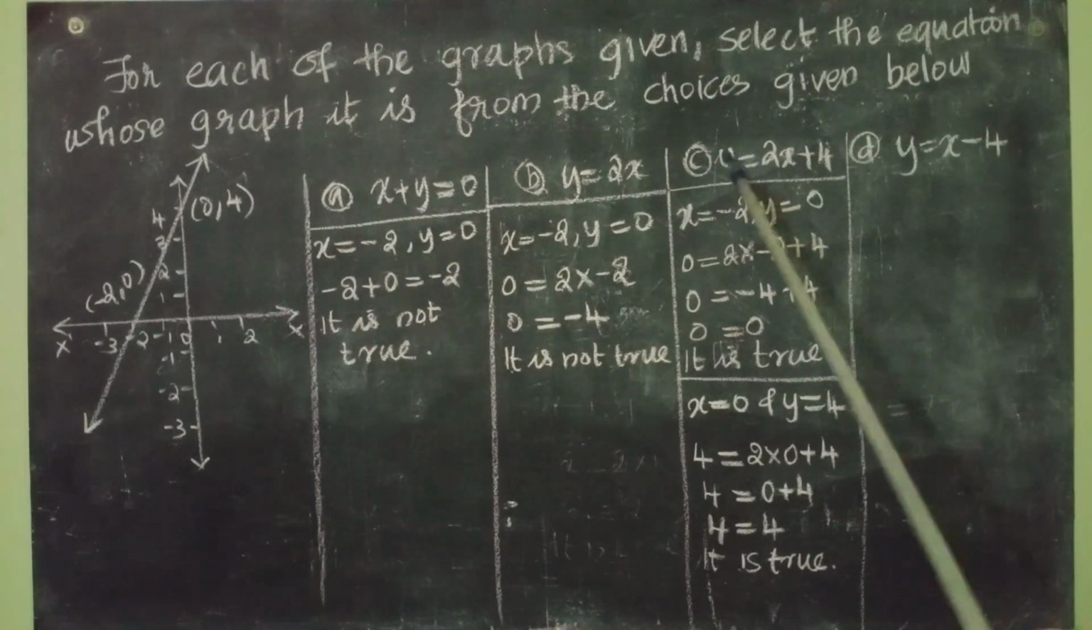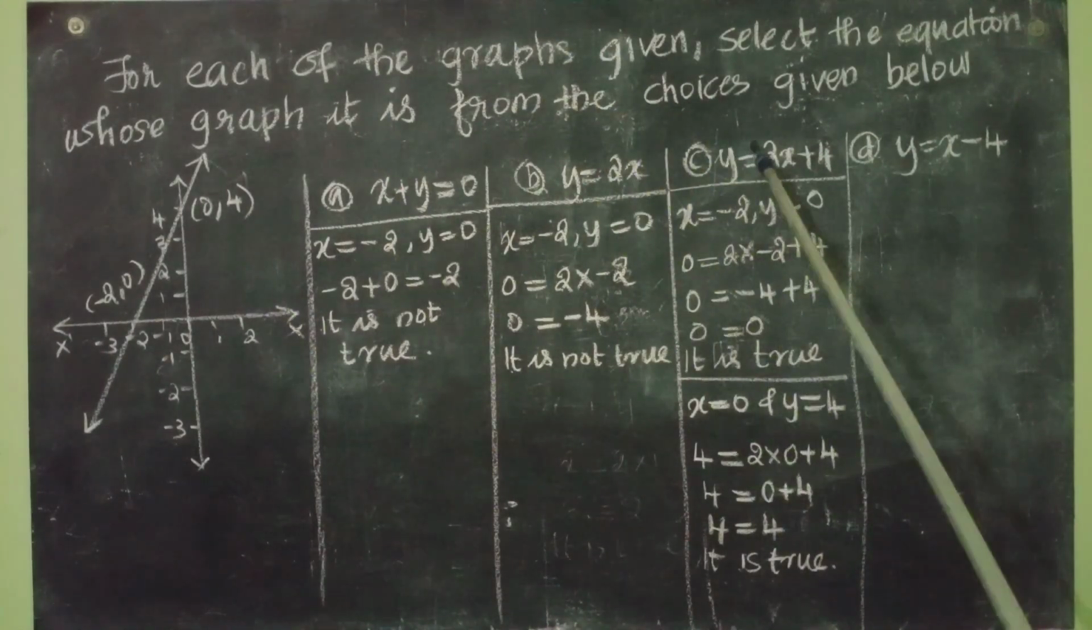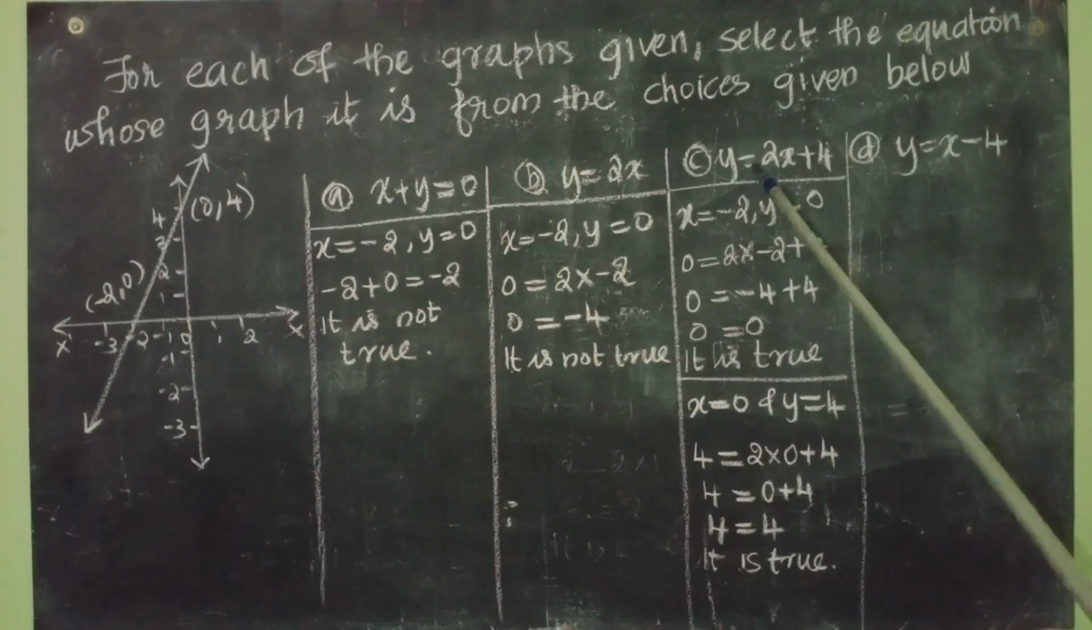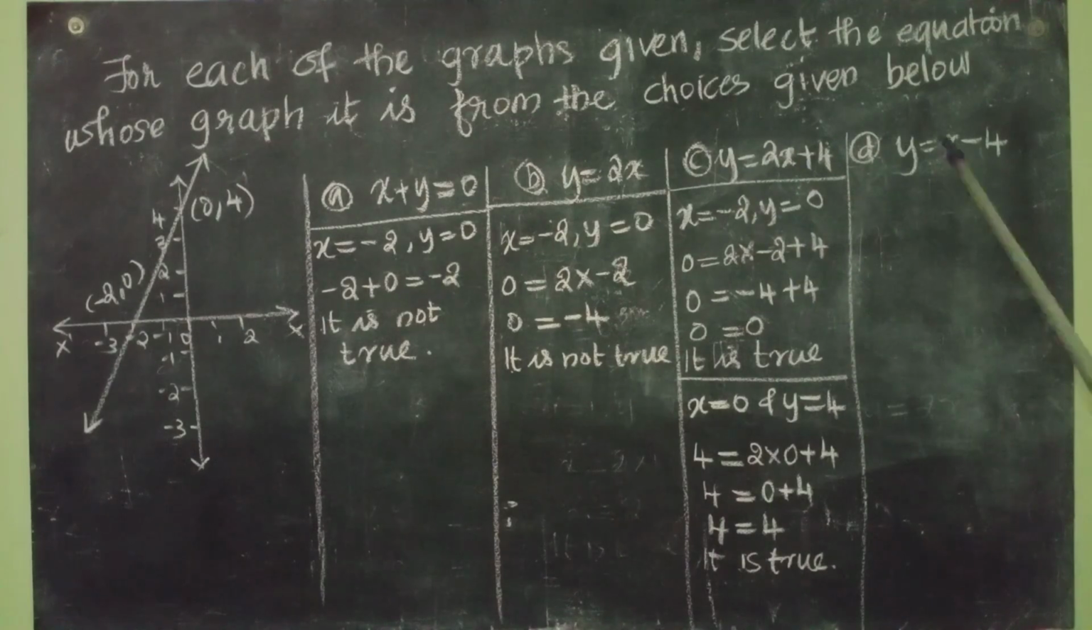So we can conclude this is the graph of the equation y equal to 2x plus 4. Since it is right here, no need to check for the fourth equation.